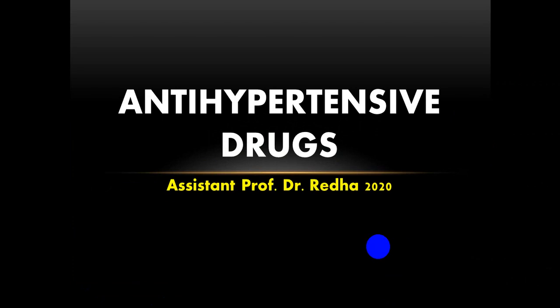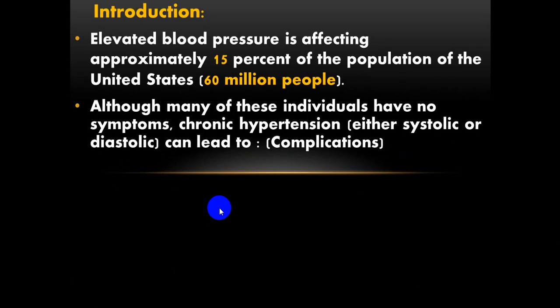As we know, hypertension is one of the common diseases affecting human beings. And the blood pressure is affecting approximately 15% of the population of the United States, for example, i.e. about 60 million people. So hypertension means elevated blood pressure. Although many of these individuals have no symptoms, chronic hypertension, either systolic or diastolic, can lead to certain complications.